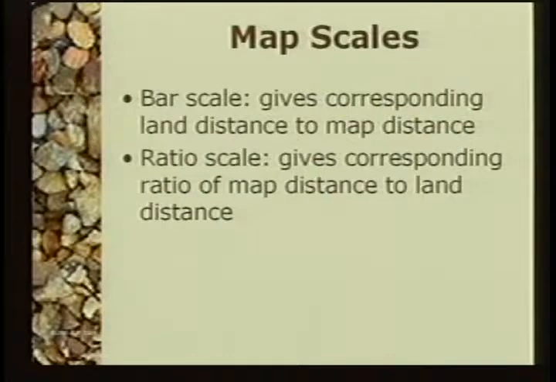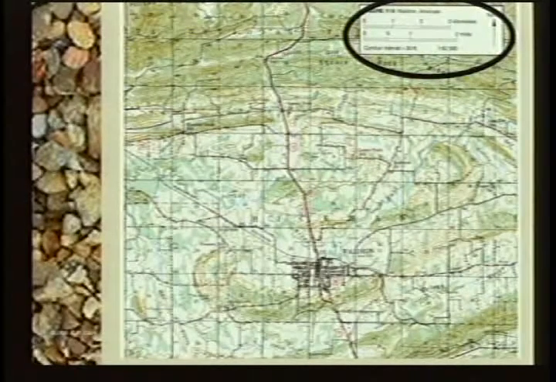Once we have a map with latitude and longitude, how do we know how big something is on that map? We can always draw a map in various scales. We can have big maps with lots of information, or big maps with very little information where the distances are represented in a much larger fashion. We need to look at the bar scale. Maps have a bar scale which gives a corresponding amount of land distance to the distance on the map. A ratio scale is usually given as well, and this gives the ratio of the map distance to the land distance. Let me show you on one of the topo maps you may encounter in a lab.